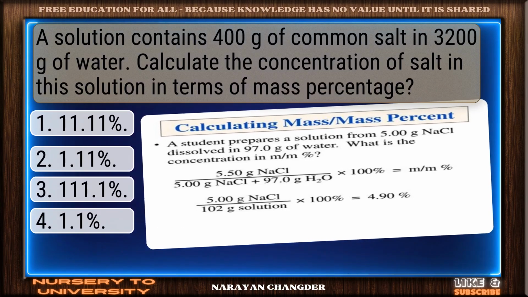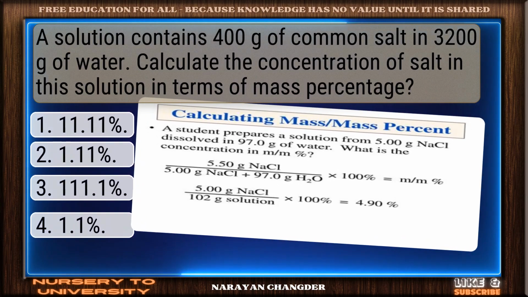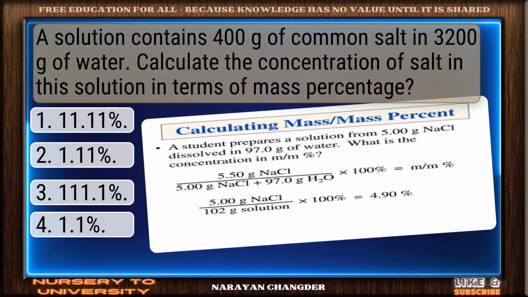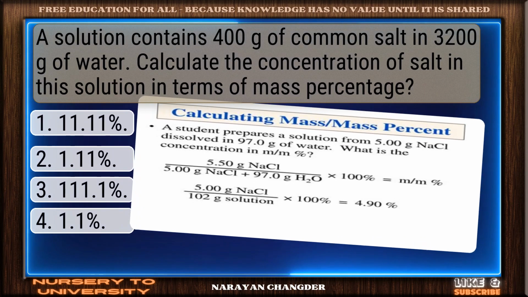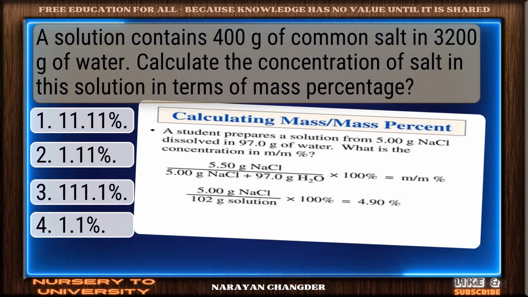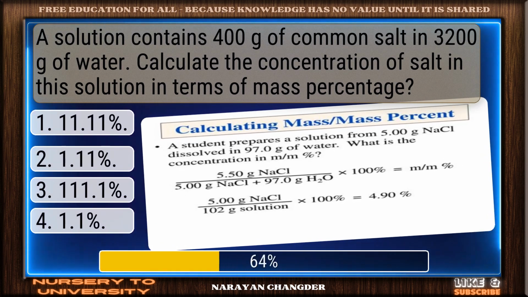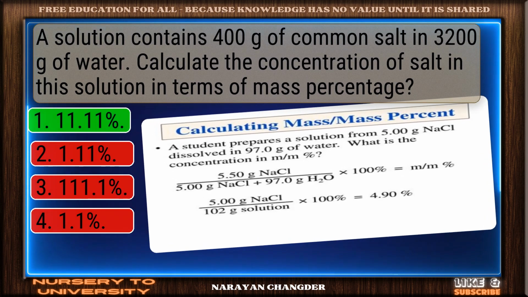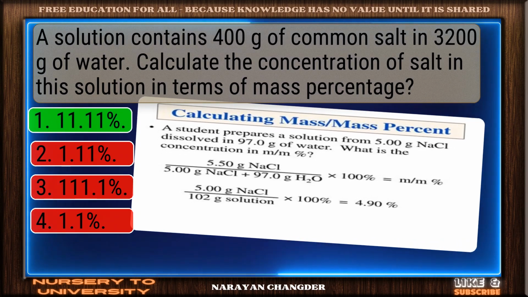Question number 11. A solution contains 400 g of common salt in 3,200 g of water. Calculate the concentration of salt in this solution in terms of mass percentage. Great job, 11% is the accurate answer.